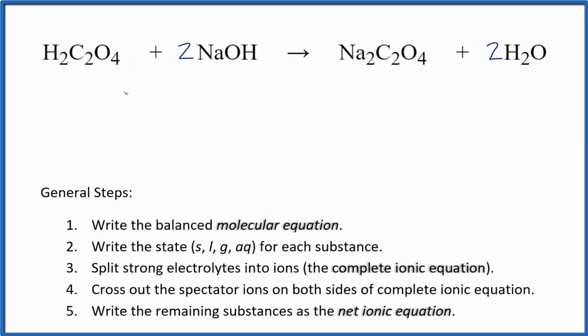In this video, we'll write the net ionic equation for H2C2O4 plus NaOH. We have oxalic acid and sodium hydroxide. We have an acid and a base. It's going to be a neutralization reaction. We'll get a salt and water.